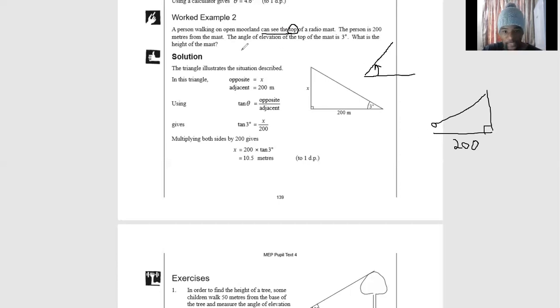And then the angle of elevation, you see, they even told you. But before they even told us, we knew already because of the word top. The angle of elevation of the top of the mast is 3 degrees. So meaning that from here to there, the angle in between is 3 degrees, right? What is the height of the mast? So in this case, they didn't give us, okay, this drawing and this one is the same one, just this one is twisted, right?